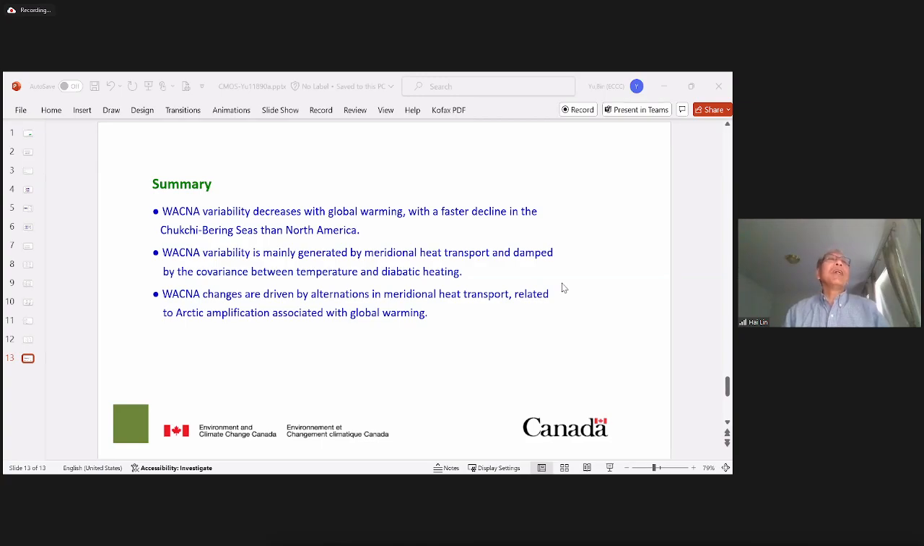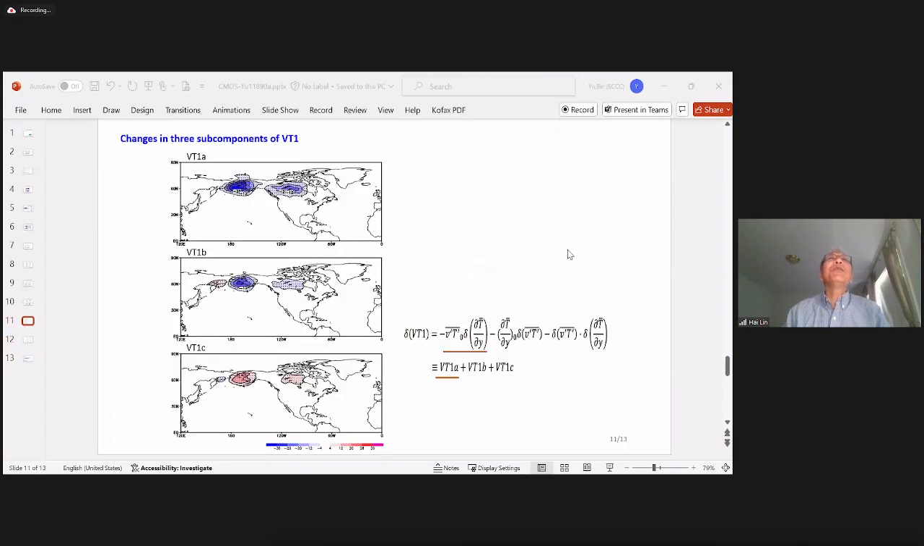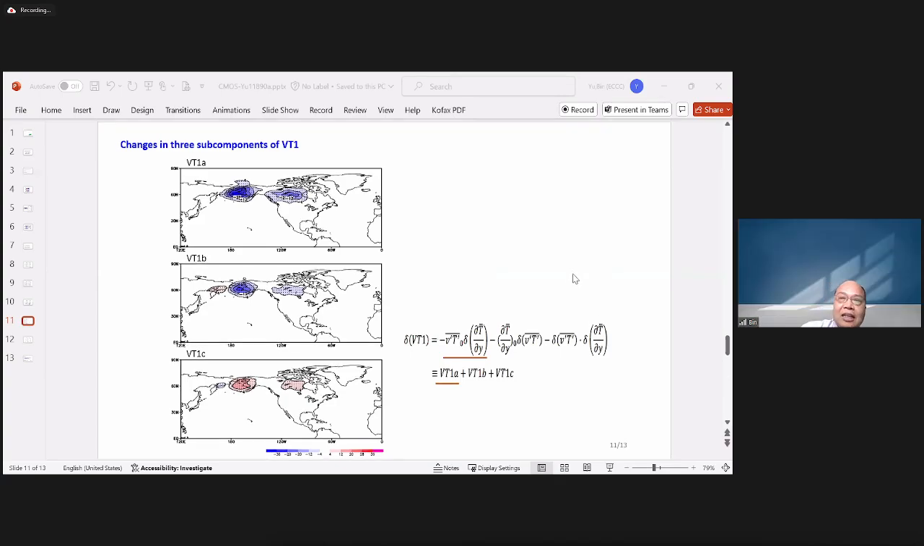Maybe, Bin, could you say a few words about the possibility of the model dependence of this warm Arctic North American pattern? You used one model. Yeah, that's a good question.